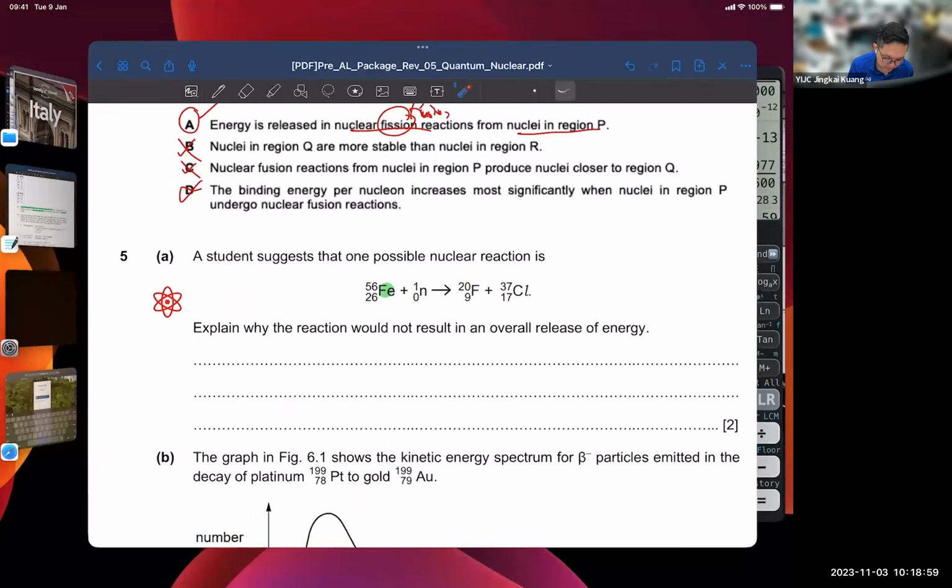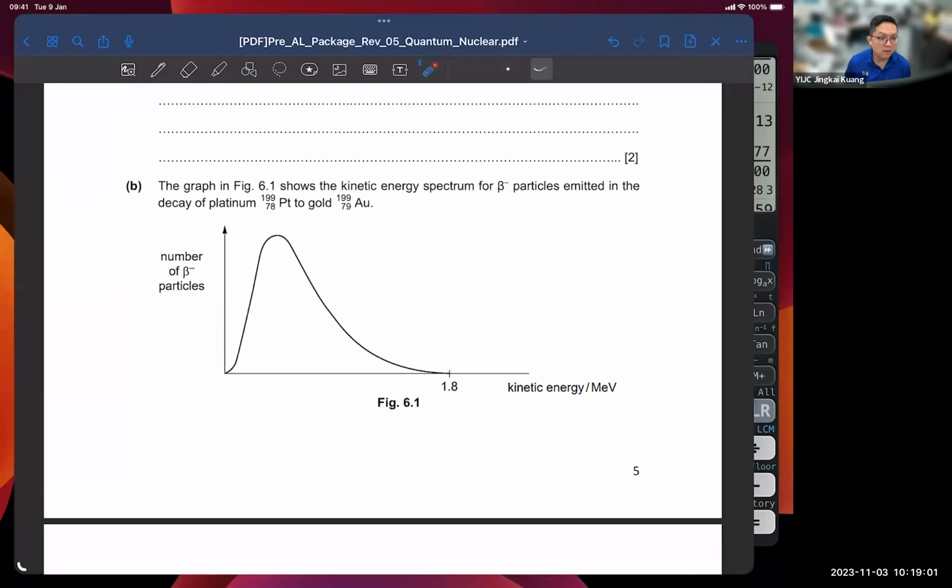Okay, then we have this graph here. Okay, part B now. Part B, we have a kinetic energy spectrum for beta particles being emitted in the decay of platinum 199 to gold 199. So it's a beta decay. And you see, this is very interesting because here, your beta, every reaction should give you the same amount of energy release.